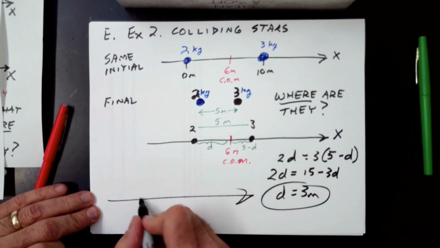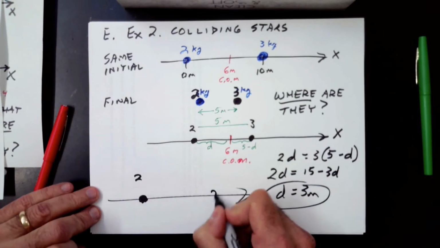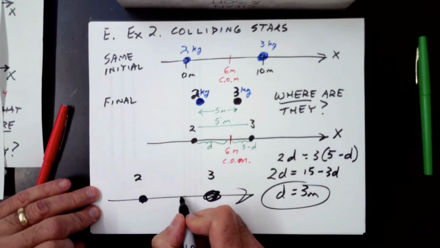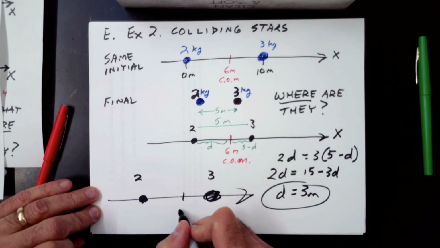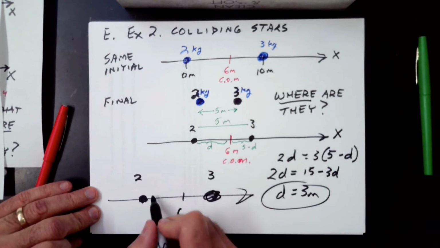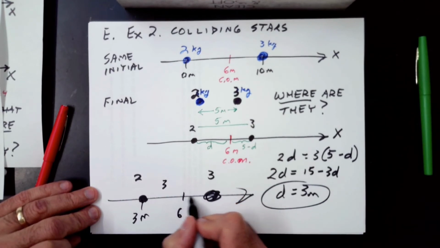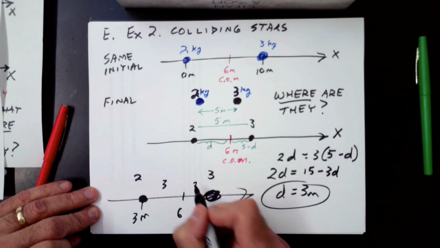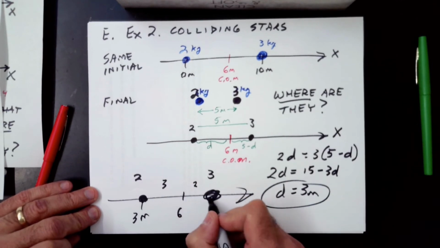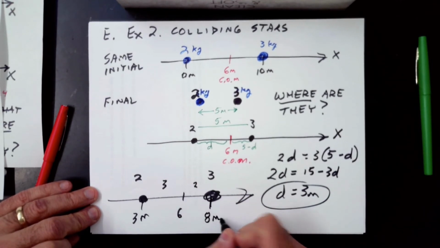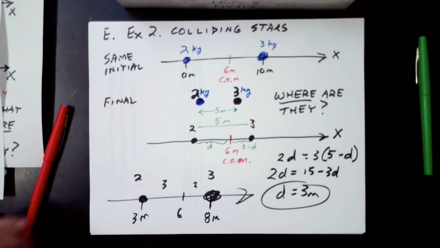If I'm going to draw this, I have the 2, I have the 3, I have the center of mass here at 6, and then this is 3 meters, so this must be the 3 meter mark. And what remains here? What distance does that have to be? That has to be 2 meters, and so this will be the 8 meter mark. And that answers the question where they are.